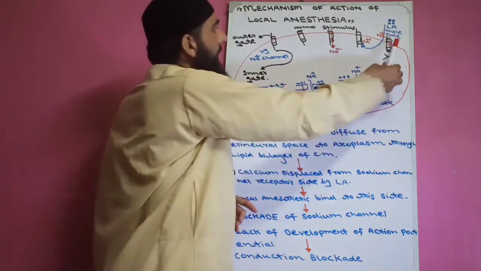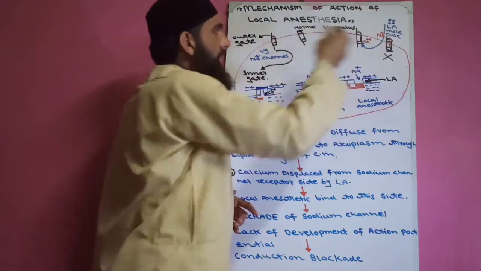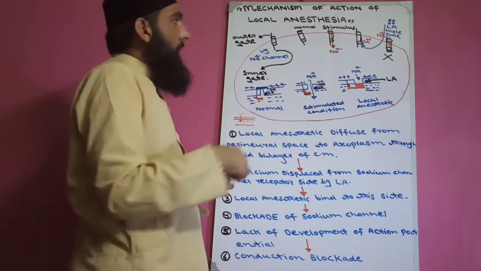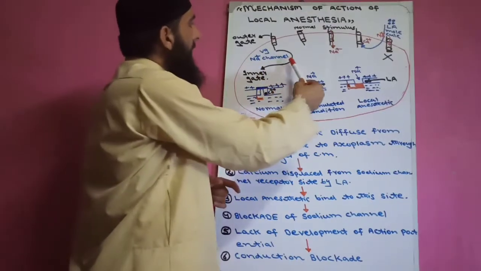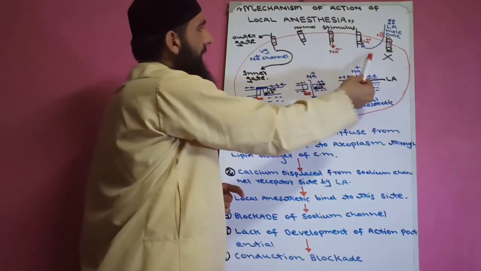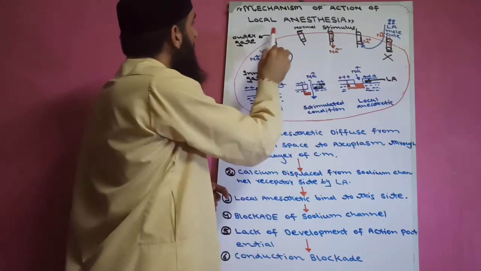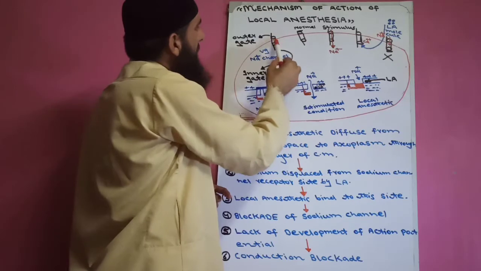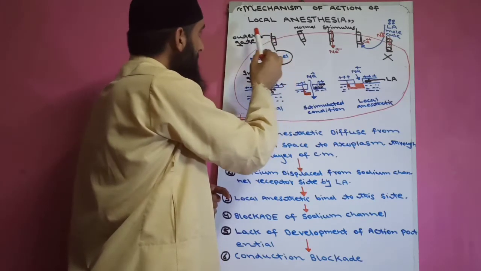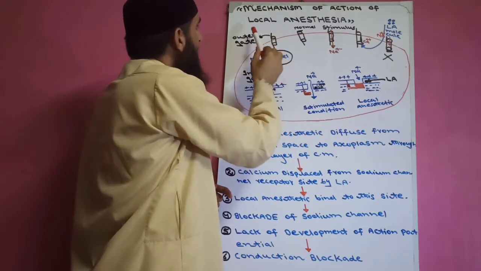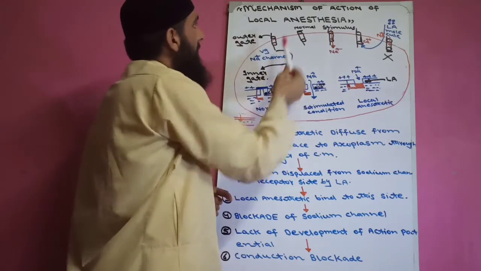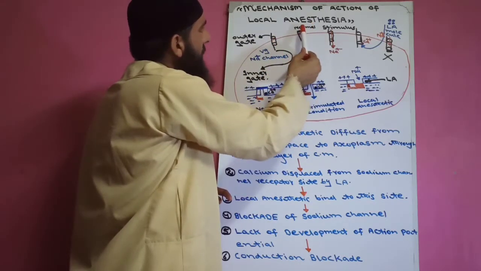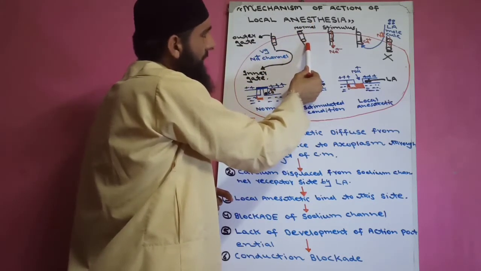This is the mechanism of action of local anesthetic. Now, we revise the same diagram once again. This is the sodium ion channel, the voltage gated sodium ion channel in the cell membrane of the neuron. The sodium ion channel has an outer gate and an inner gate. In normal condition, the outer gate is closed and the inner gate is open.